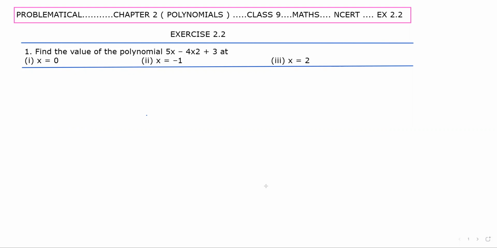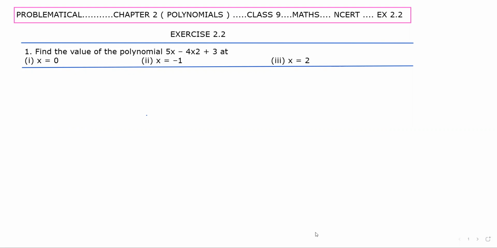We were discussing, in the last class we discussed exercise 2.1. Today we'll discuss exercise 2.2 of chapter 2 Polynomials from class 9th Maths NCERT. The first question says, to find the value of polynomial 5x minus 4x squared plus 3.